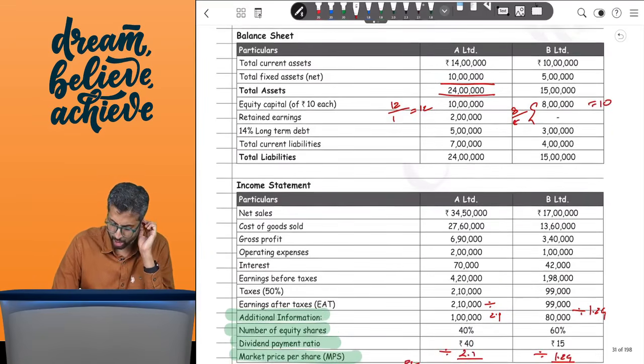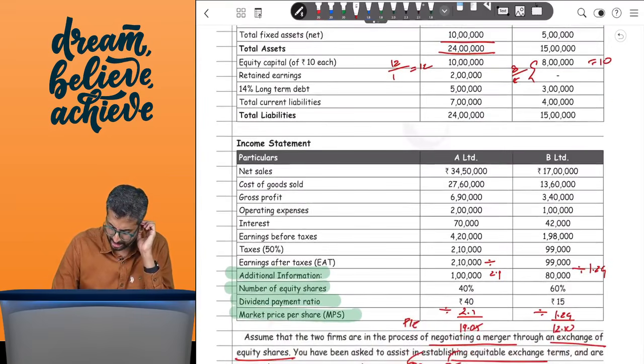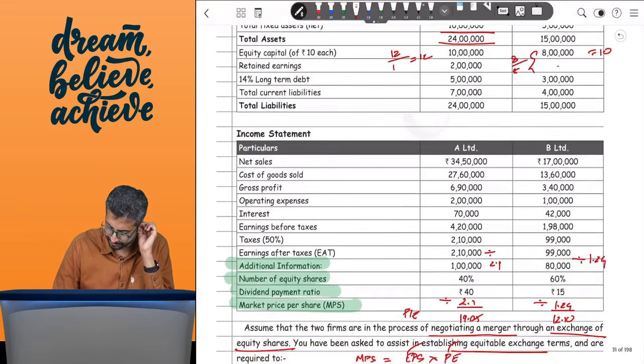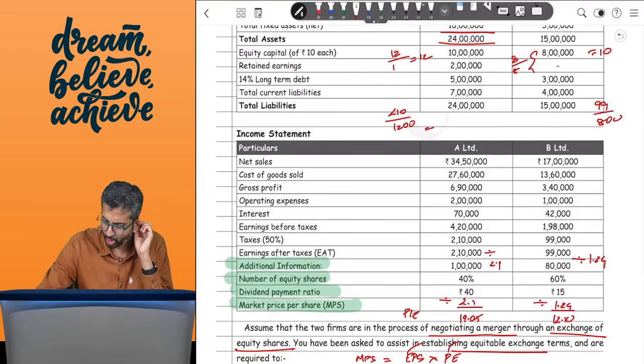ROE would be your profits, which is 2,10,000 upon 12 lakhs, and this is 99,000 upon 8 lakhs. So 2,10,000 upon 12 lakhs comes to 17.5%, and 99 upon 800 in percentage comes to around 12.375%.